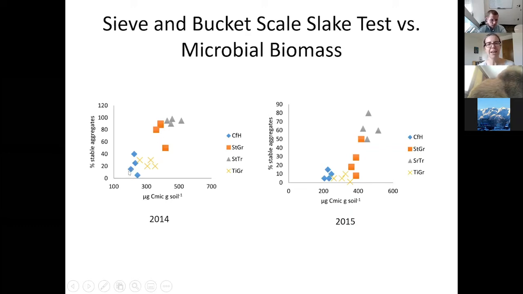So the blue triangles here, this is the conventional with herbicide. The yellow here was the tillage organic, orange squares, straw mulch organic, and the gray triangles were a living mulch organic treatment. 2 years of data, really nice treatment differentiation. So this particular test was really good at being able to differentiate soils with known soil health differences.